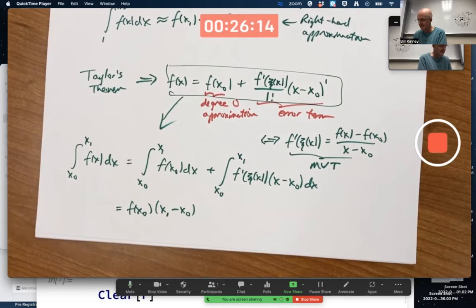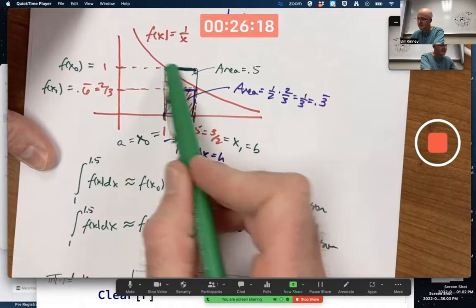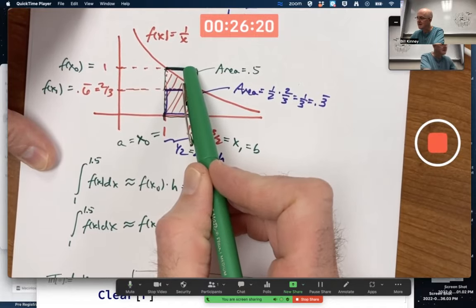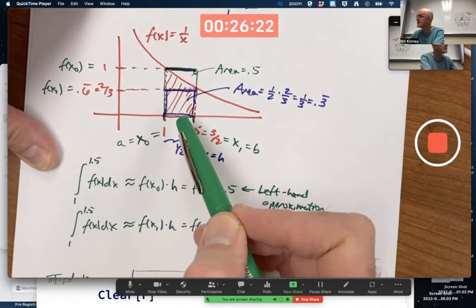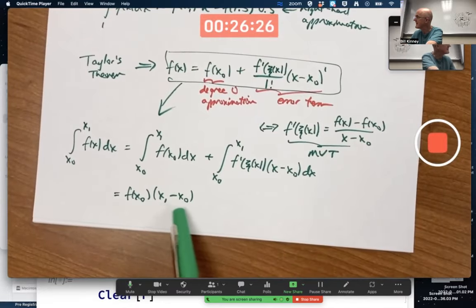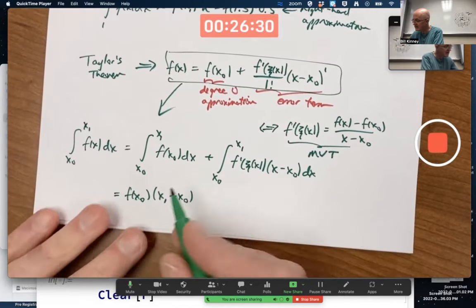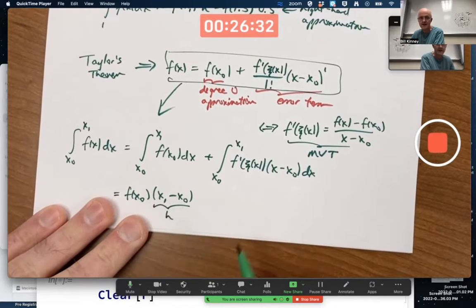Geometrically, you're just finding the area under this line here, base times height, area of a rectangle. That's what we just did there. The base is x1 minus x0. The height is f of x0. We could also call this h, or delta x if we like.